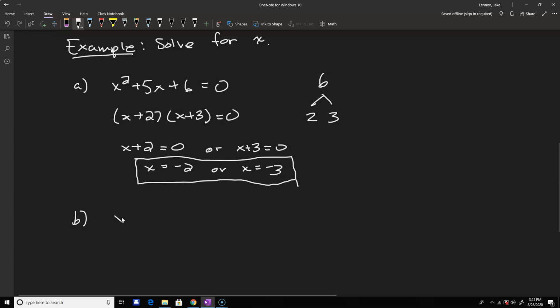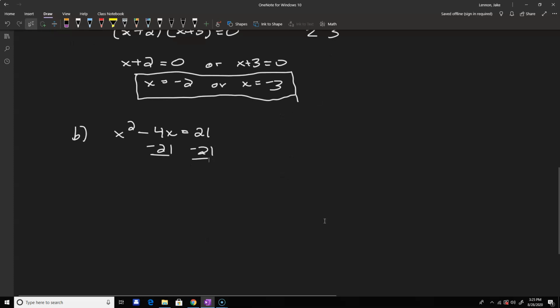B, let's look at, say, x squared minus 4x equals 21. So what we want to do is we want to make sure before we start trying to factor, we have everything on one side of the equation. So I'm going to start by subtracting 21. So now we have all the numbers on the left, and we just have 0 on the right.